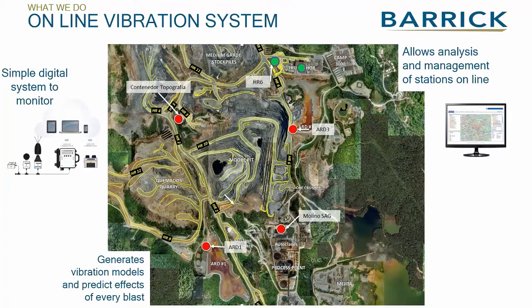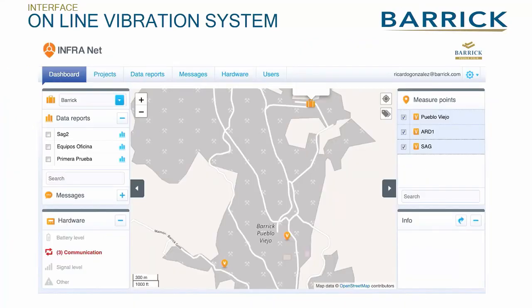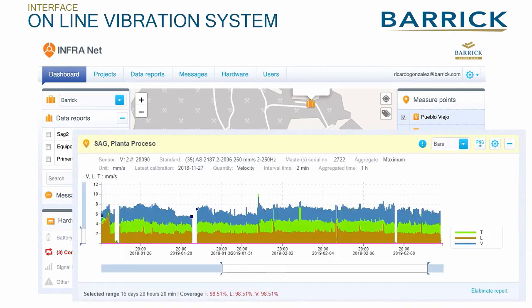Right here, we are seeing a little map of the mine, and we have both permanent and mobile stations. Basically, we have two on our acid rock drainages, the ones that you see, RDN and RD3. We have also spotted, with the geotechnical department, some places where we have faults and where it's important to have those vibration readings. This is the interface. Here we can see where some of the vibrations are located. And this is a little view of how the program presents the readings.